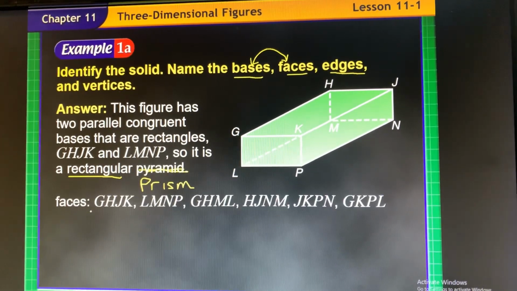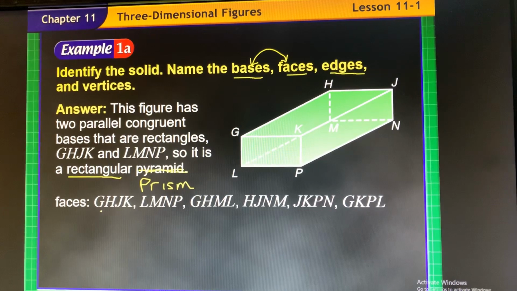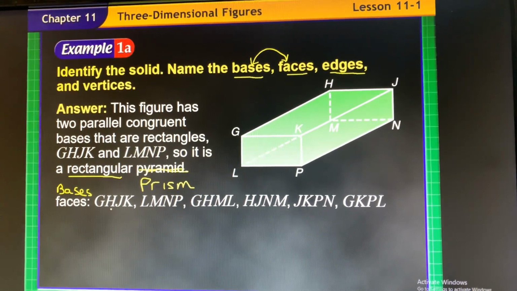Then, when you name the faces and the bases, you name all of the pieces. So think about cutting that shape and laying it flat, and then you would name all of its pieces. So it has two bases and four faces. It doesn't matter which ones are the bases because they're not different than any of the faces. So you just lump your bases and your faces together in a rectangular prism.